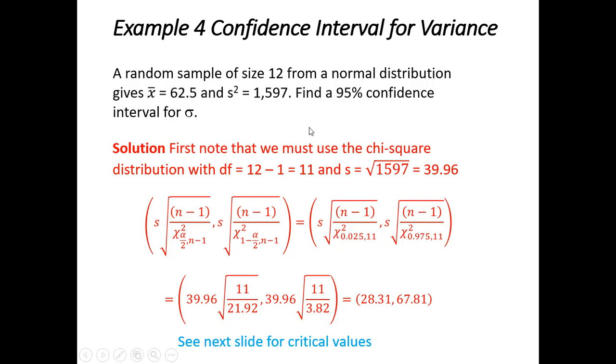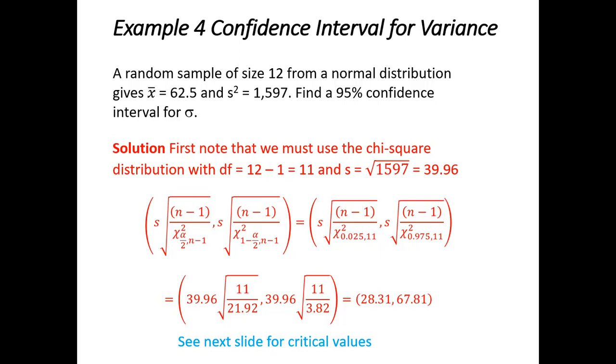All right, so as we begin, we must remember to use the chi-square distribution. Our degrees of freedom is n minus 1, so we get 12 minus 1, which is 11. And the sample standard deviation is the square root of 1597, so 39.96.